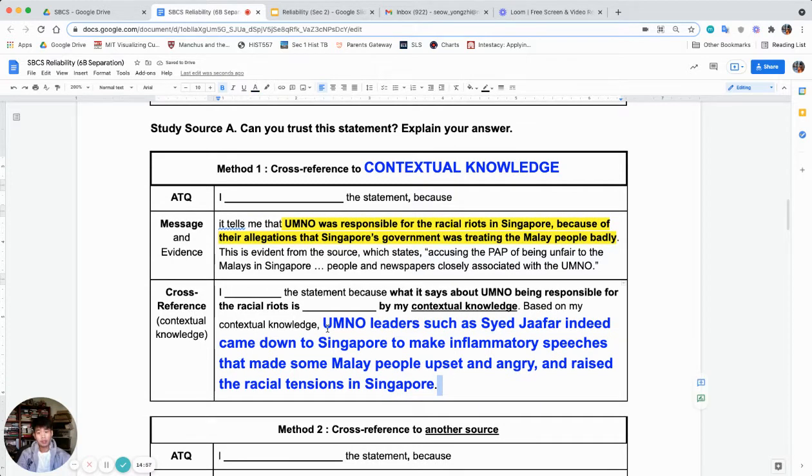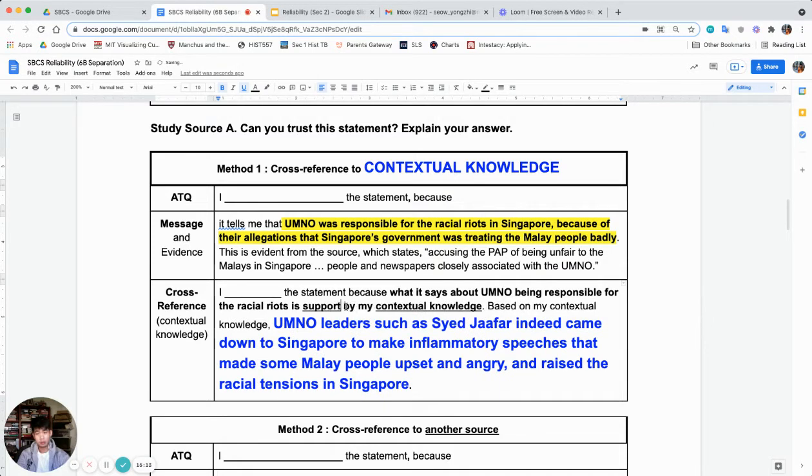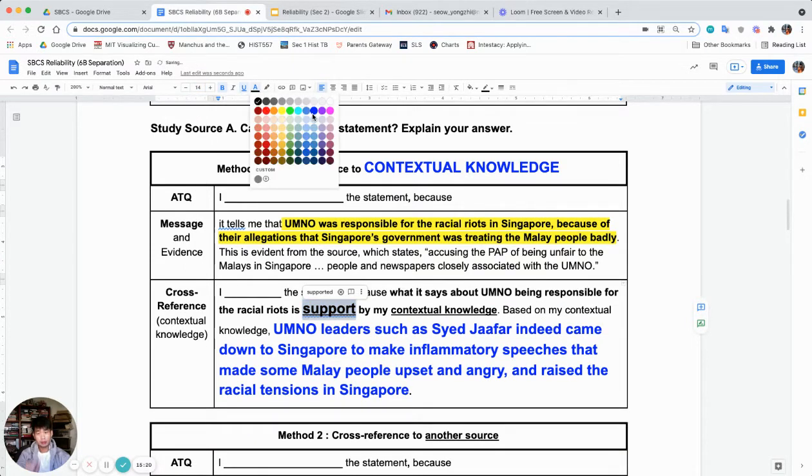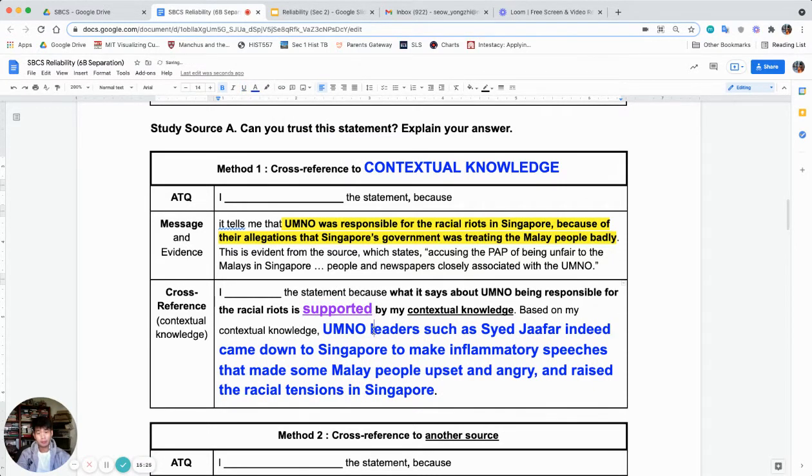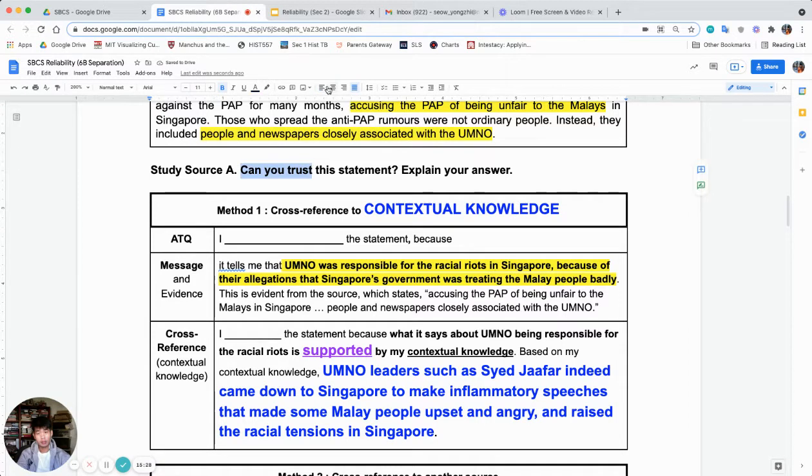Because of this contextual knowledge, I realized that what the source says about UMNO's allegations is quite true. It's supported by my contextual knowledge. So, okay, this is a support. And because it is supported by my contextual knowledge, it means that, do I trust the statement? This is the question. Do I trust the statement? Yes, I trust the statement.